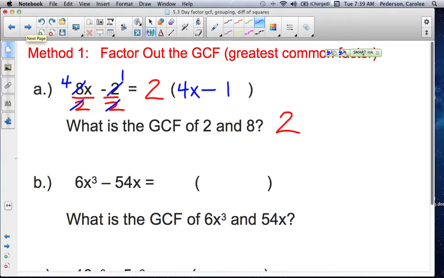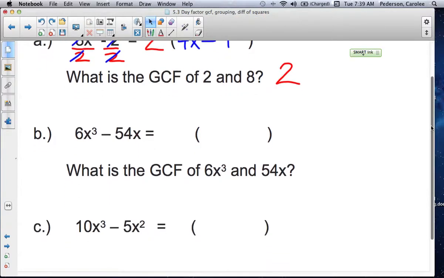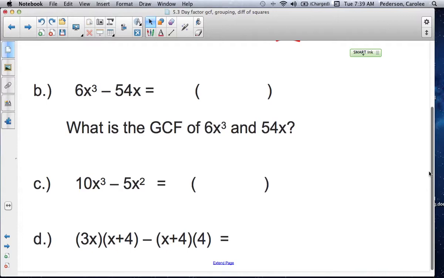If I want to check it, I could distribute that 2 back through the two terms, 4x minus 1, and I'll be back to 8x minus 2. What I do want you to write down is this second example, part B.